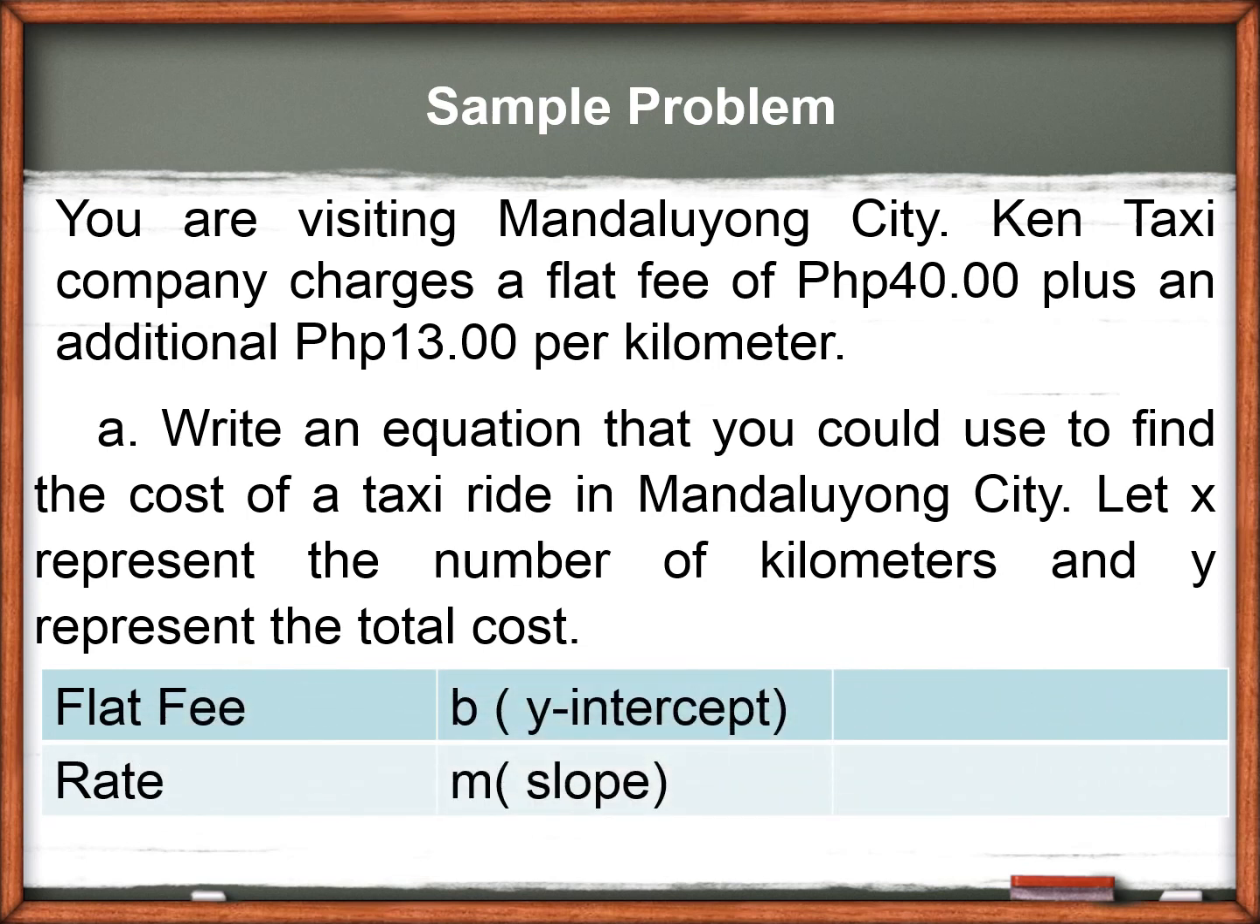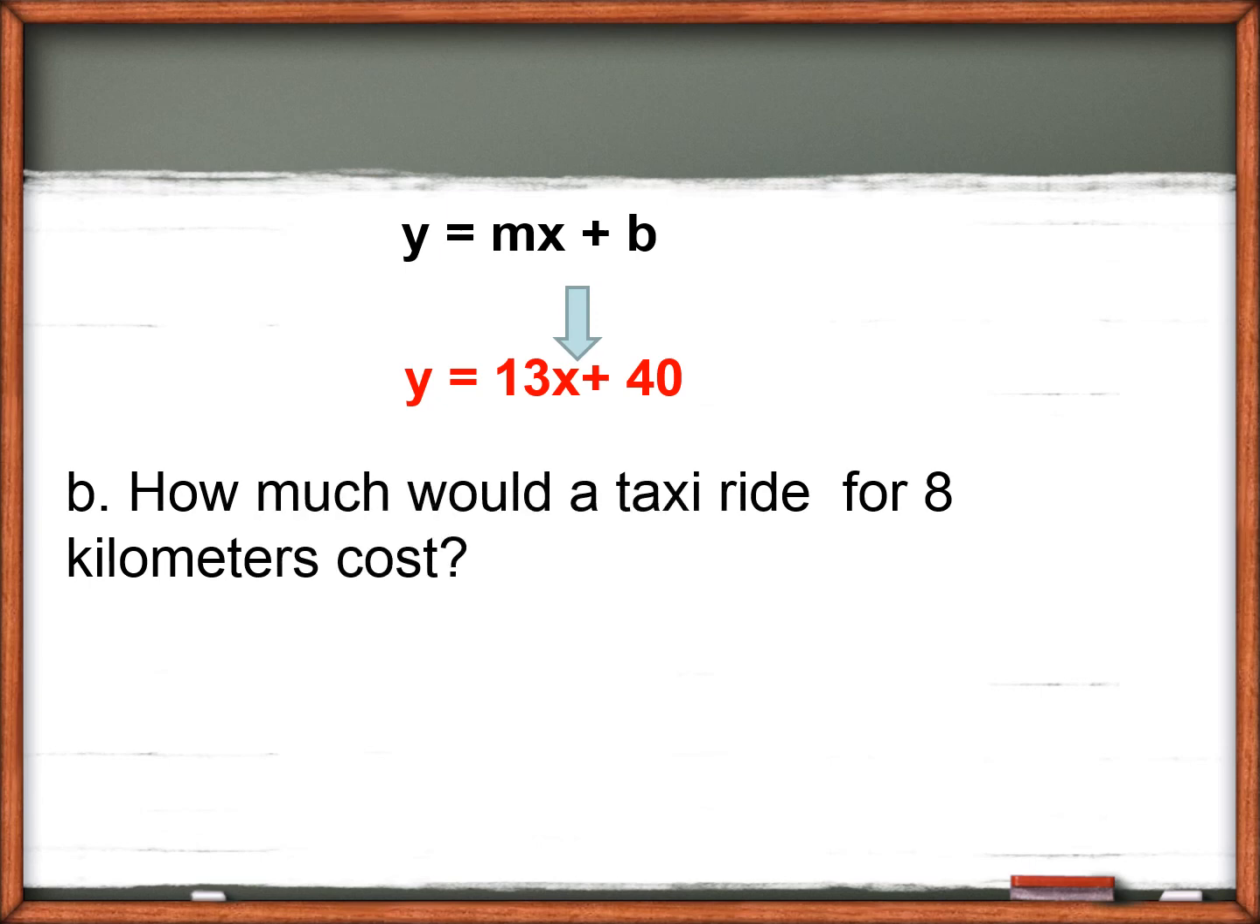We are going to use the table a while ago for flat fee and rate. In our problem, the flat fee is 40 pesos, while the rate is 13 pesos. Relating our flat fee and our rate to our y equals mx plus b, we will have y equals 13x plus 40. This will be our answer for letter A, because letter A is just asking for the equation. Let us move on to our letter B.